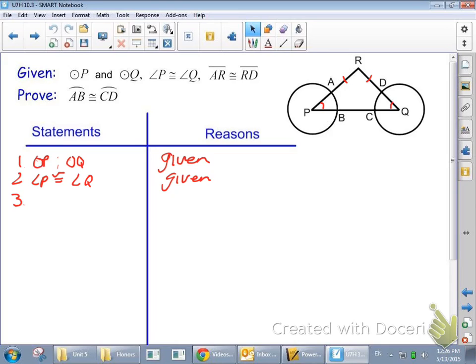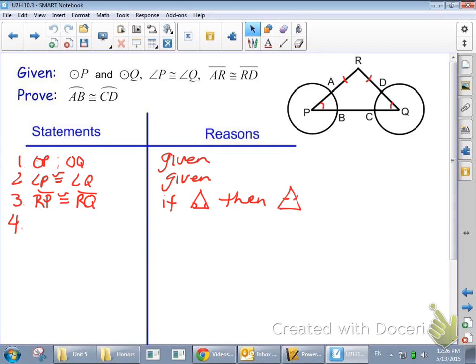Okay, now, what can we get from that? Well, if we have these two angles, P and Q, congruent, then look at this triangle, PRQ. That would make that an isosceles triangle. So if it's an isosceles triangle, then we know that RP is congruent to RQ. If we've got these two angles of a triangle congruent, then I know that I've got these two sides congruent.